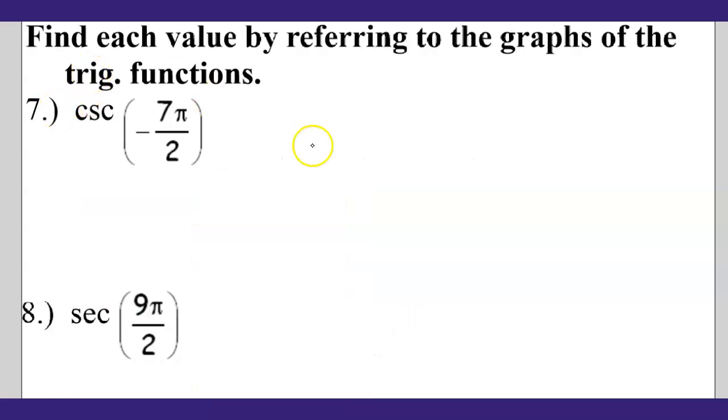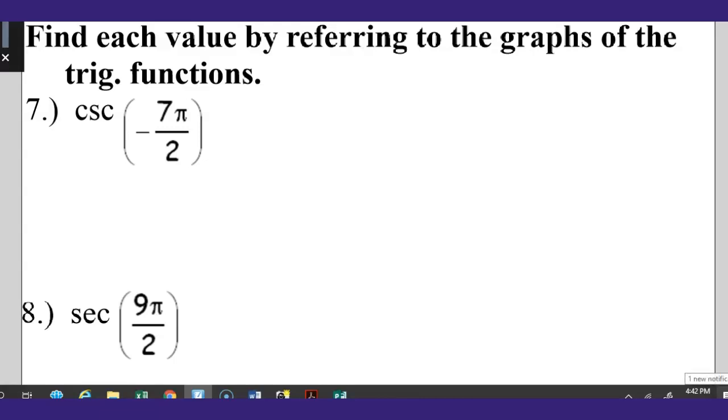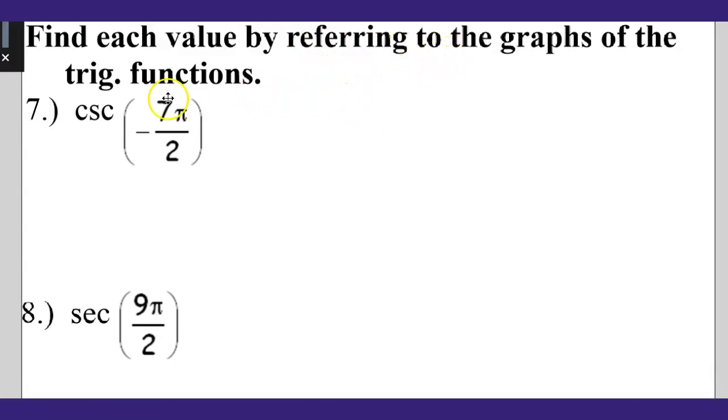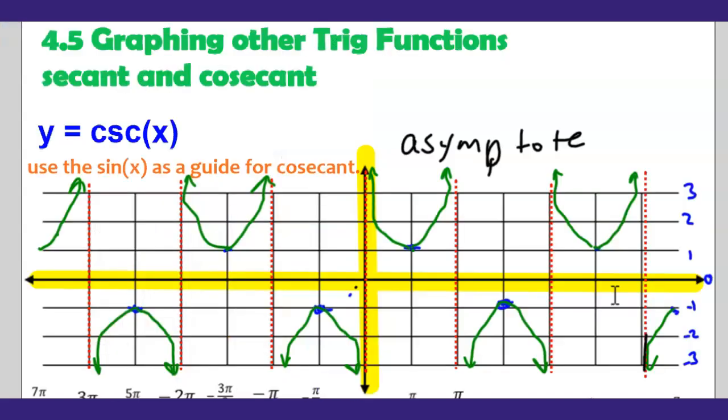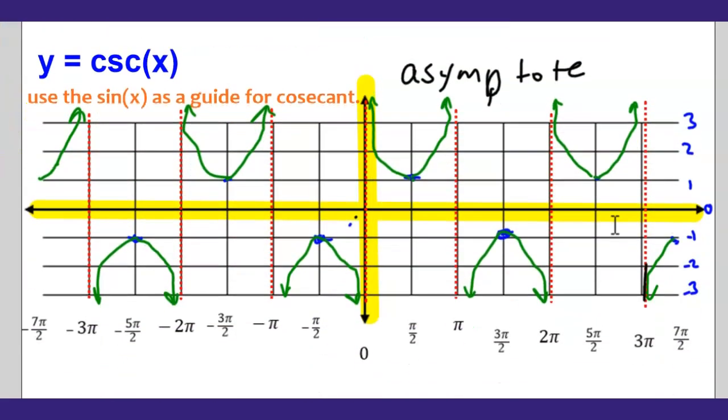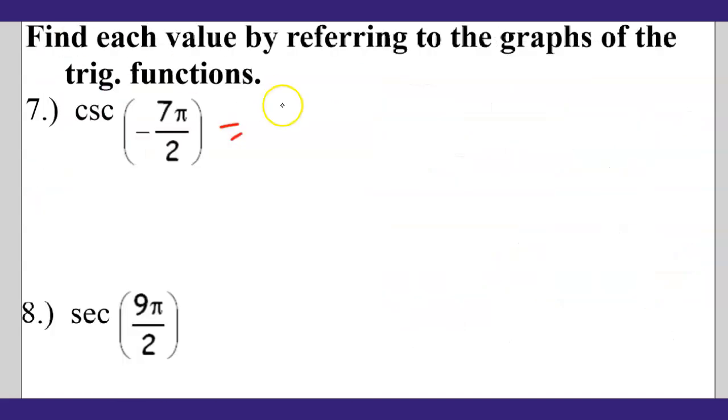Right here where it says find each value by referring to the graph of the trig function, cosecant of -7 pi over 2. This is saying, here's an angle, -7 pi over 2. What is cosecant? If I go back to my cosecant graph, and let me pull it up so you can see the scale, here it is, -7 pi over 2 right here. So what value is that? Well, if you look, that's just 1 up. So the value of cosecant of -7 pi over 2 would be 1. Look, 1 up. So the answer there is 1.